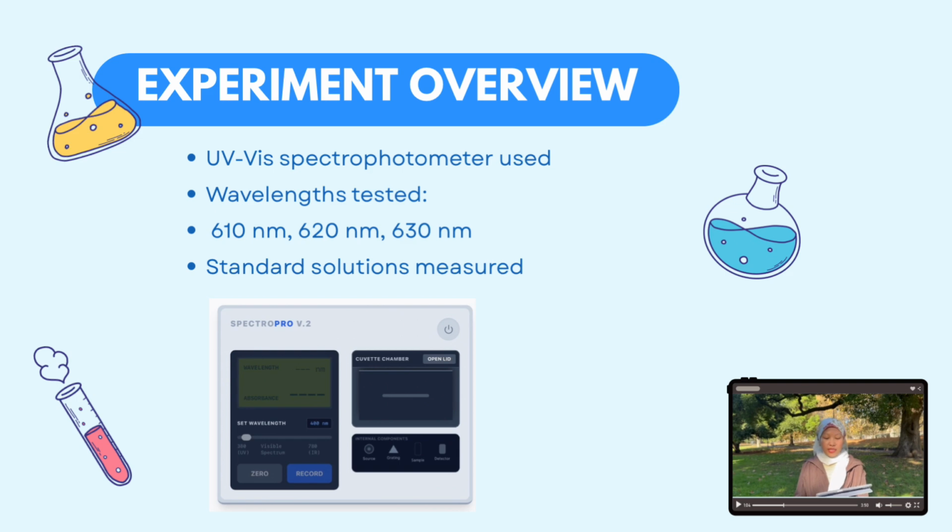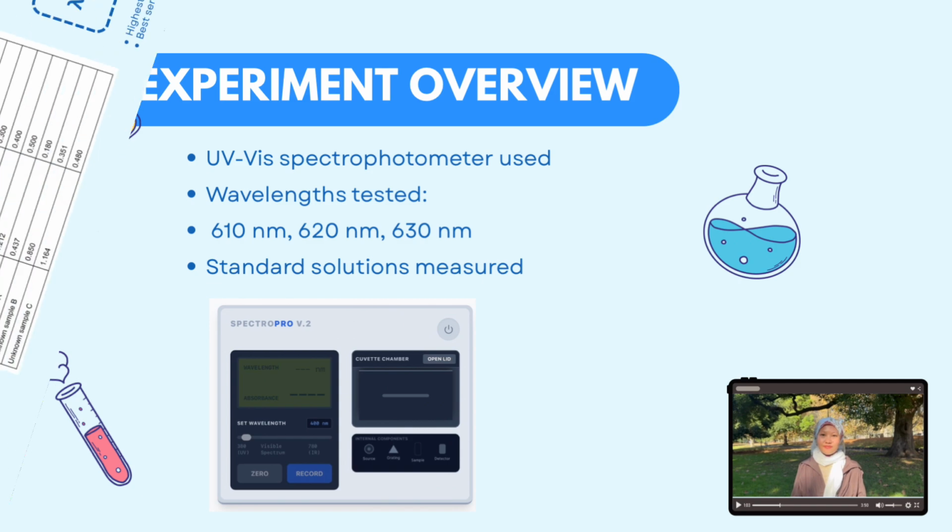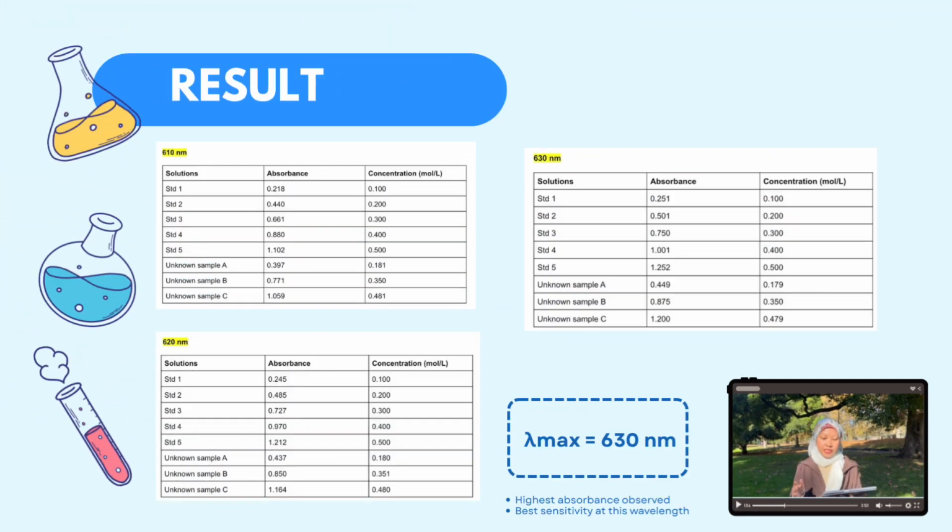In this experiment, standard solution will be analyzed using a UV-Vis spectrophotometer. Absorbance readings will be measured at 3 different wavelengths, which are 610 nanometers, 620 nanometers, and 630 nanometers. The purpose of testing different wavelengths was to determine the wavelength that gives the highest absorbance value for the analyte. From the result obtained, absorbance increased as the wavelength approached 630 nanometers. Therefore, we can conclude that 630 nanometers was identified as the lambda max for this analyte.